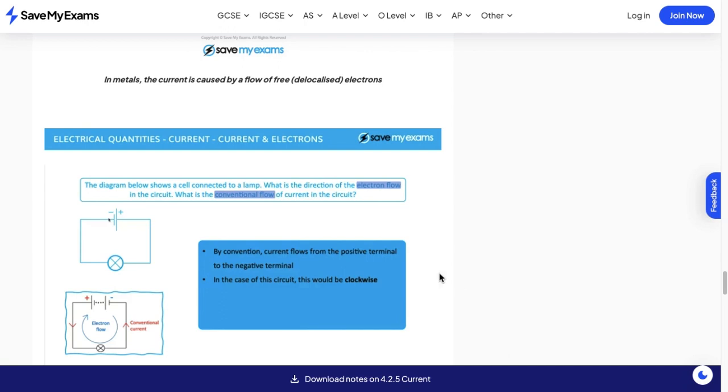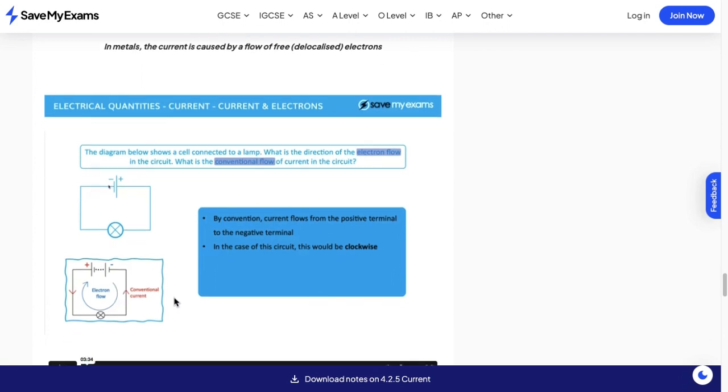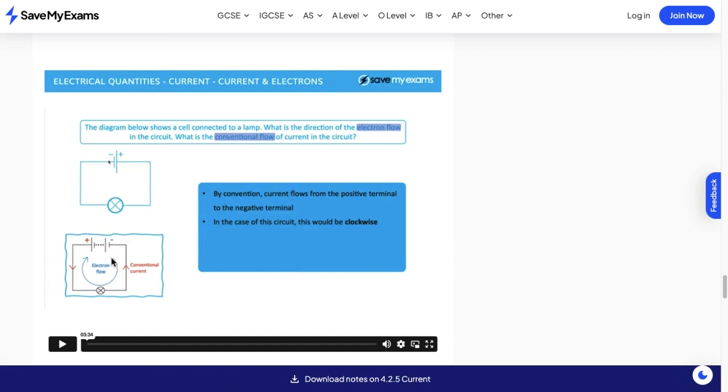Okay? We say conventional current. I already explained this. We say conventional current flows from the positive terminal of the battery towards the negative one, while electrons flow from the negative. See, electrons move from the negative. We showed this earlier on. Electrons flow from the negative to the positive, while conventional current comes from the positive to the negative.